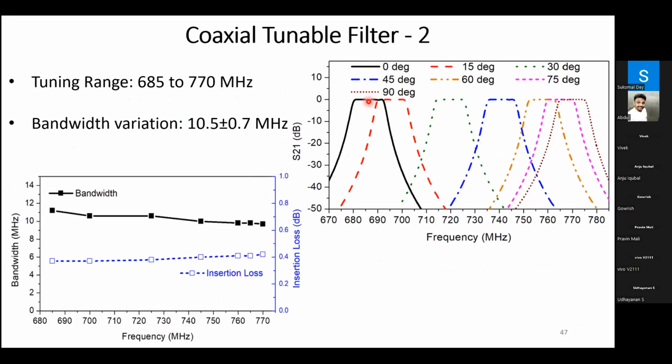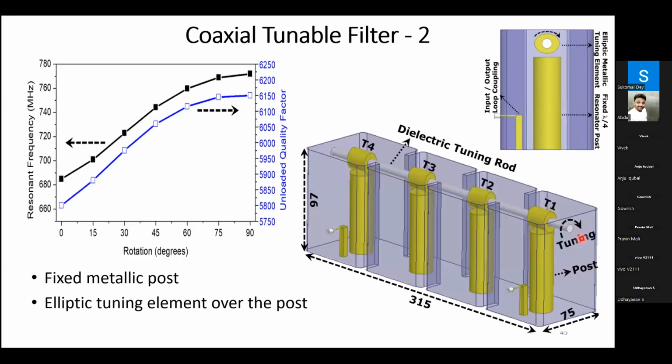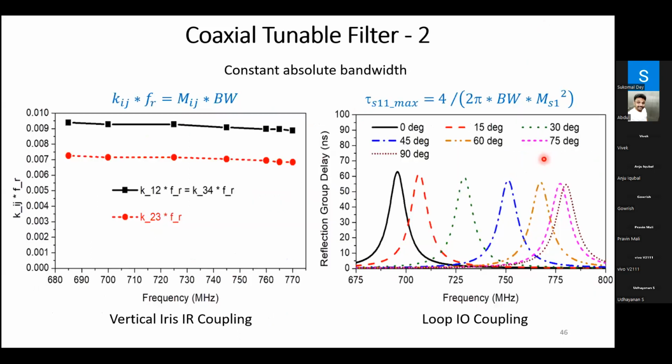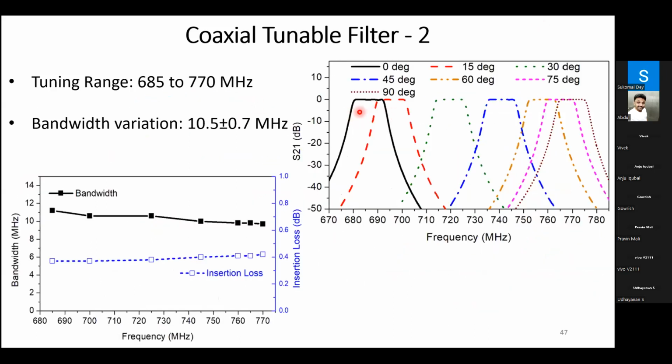So these are the simulated responses. The filter tunes, and there is a single tuning element here, a single dielectric rod. As the rod is rotated, all the tuning elements placed on the rod rotate and hence tune the filter response. So these are the simulated filter responses, and we were able to meet the constant bandwidth criterion with approximately plus minus 10% variation. And the insertion loss is also pretty good.